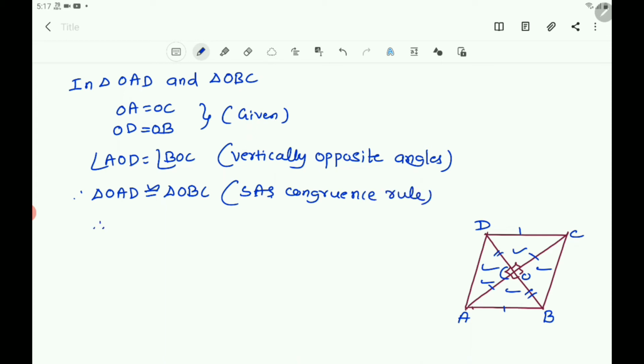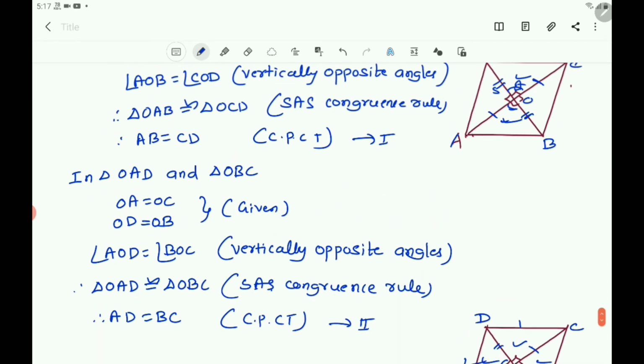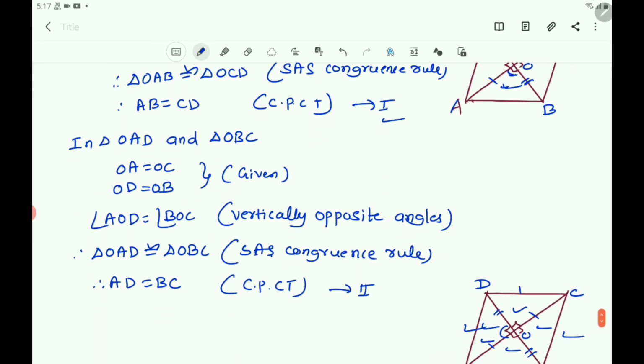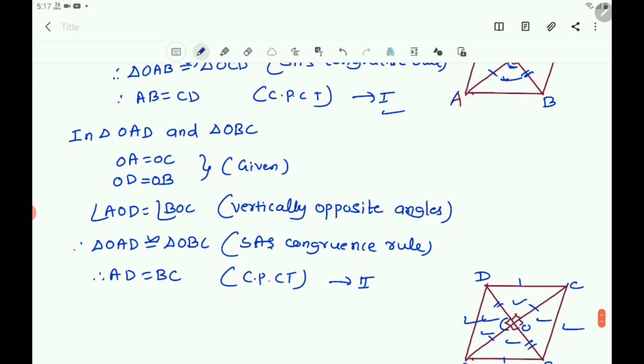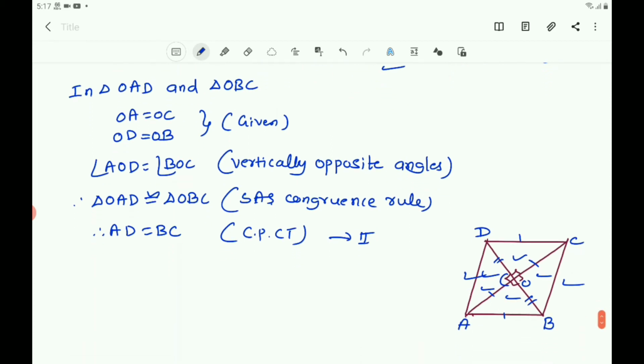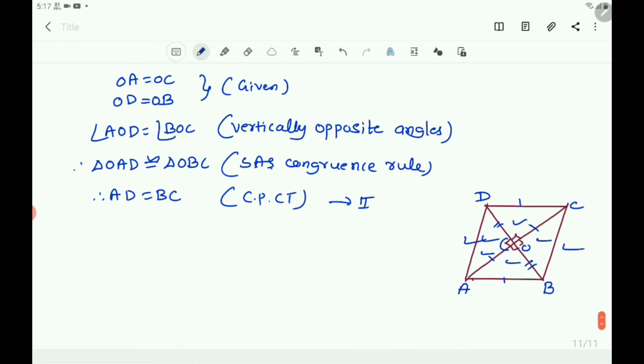Therefore you can write AD is equal to BC. Same reason, that is CPCT. So consider this as the second. From the first you got AB is equal to CD, and from the second you got AD is equal to BC. And by taking these two triangles, triangle AOB and triangle AOD, you can prove that AB is equal to AD.